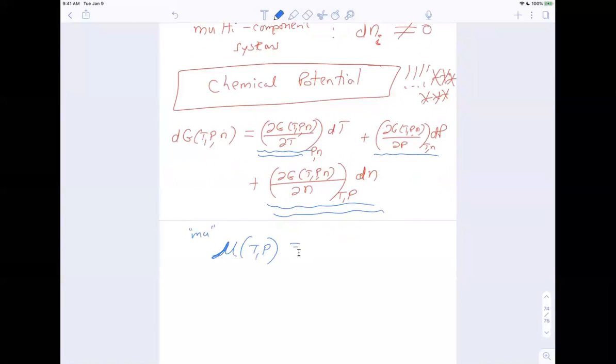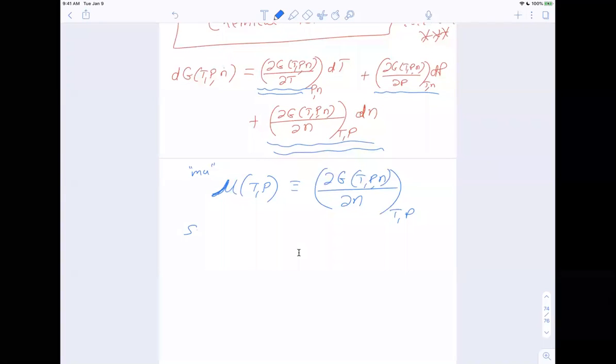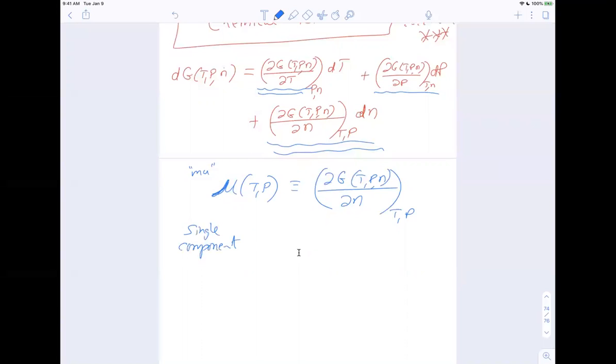It's defined as the partial of G with respect to N at constant temperature and pressure. And this is for a single component. We'll do multi-component next time. For a single component, this, my friends, is the chemical potential defined in the most general way, as a partial of G with respect to N.